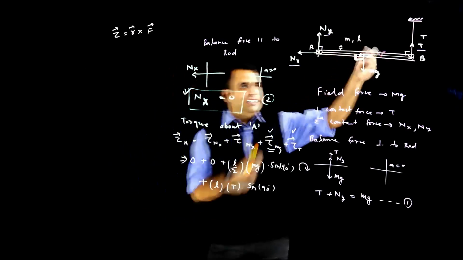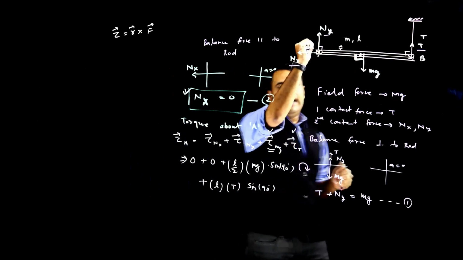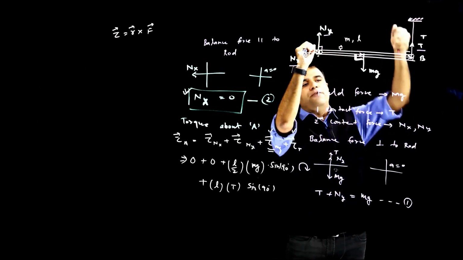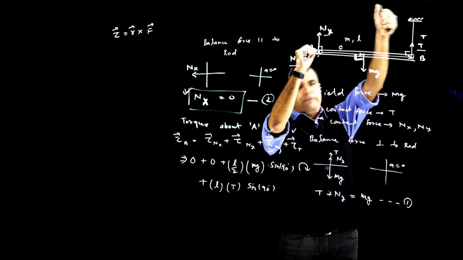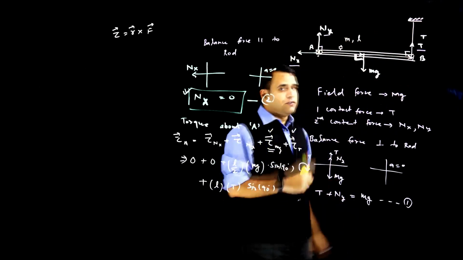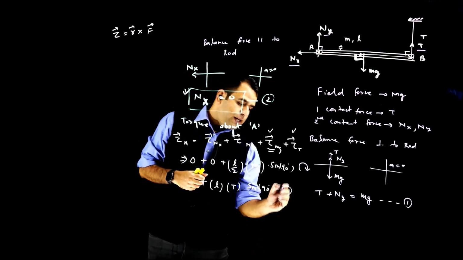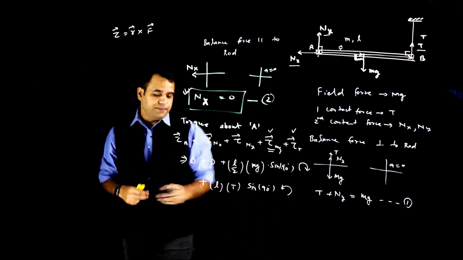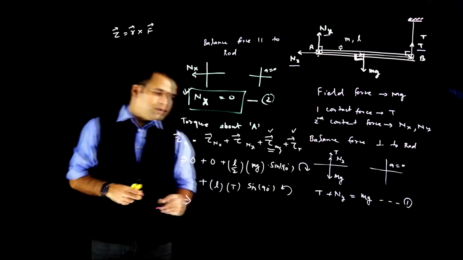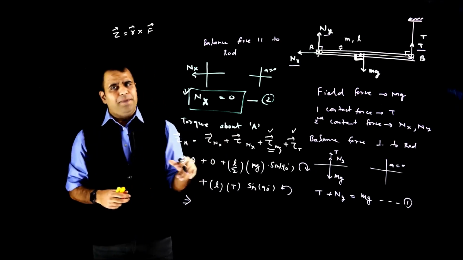And here the tension's movement is going to be anti-clockwise, because I am holding the axis, there is a rod, and if I move my hand in the direction of tension, this rod will move in an anti-clockwise direction. For me anti-clockwise, for you it will be clockwise. Okay, so I am assuming clockwise to be positive and anti-clockwise to be negative.